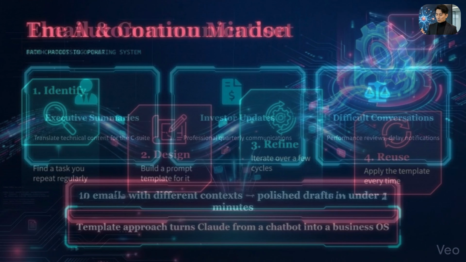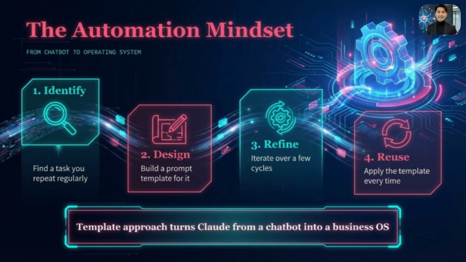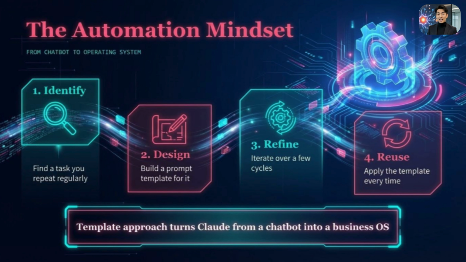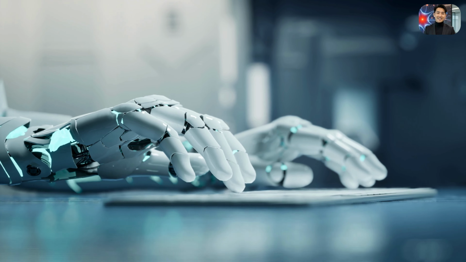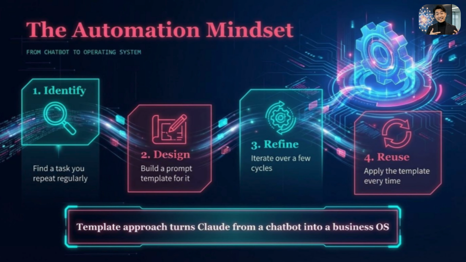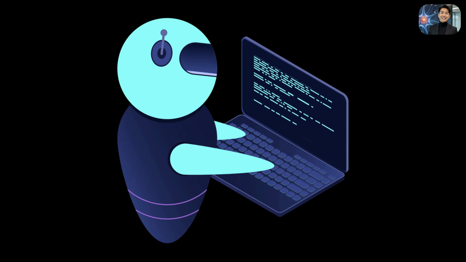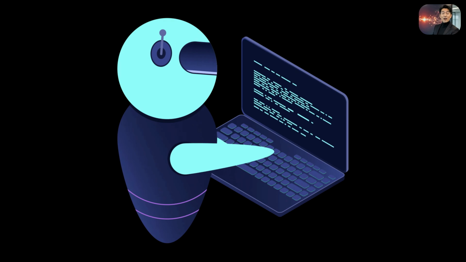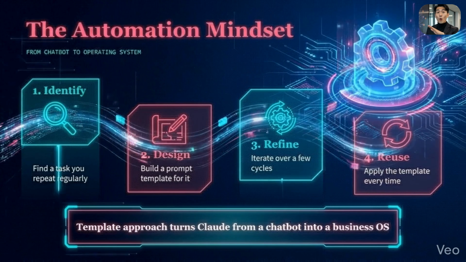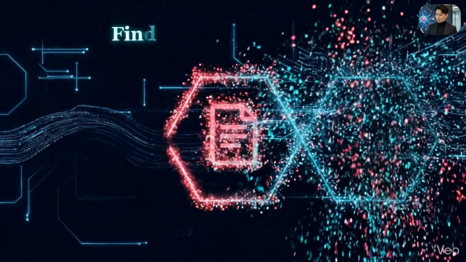Now let us bring it all together with the business automation mindset. The professionals getting the most value from Claude are not using it for one-off tasks. They're building repeatable workflows. They identify a task they do repeatedly, design a prompt template for it, refine it over a few iterations, and then reuse it every time. For example, a financial analyst might build a prompt template for quarterly earnings analysis. Every quarter, they plug in the new numbers and get a consistent, thorough analysis in minutes instead of hours. A marketing manager might have templates for campaign briefs, performance reports, and competitive analyses. The template approach turns Claude into a business operating system.